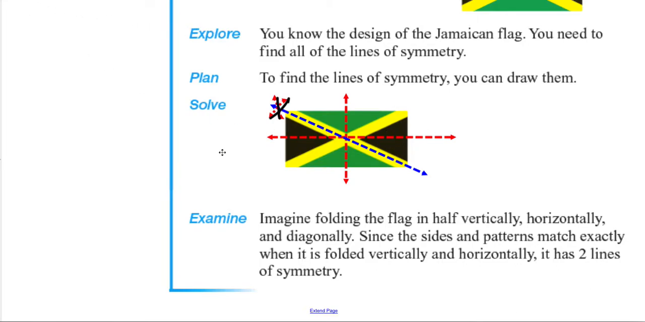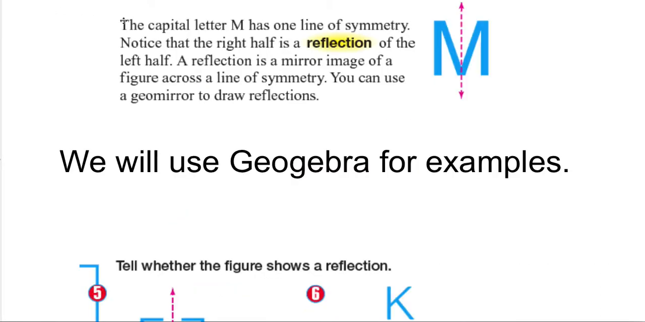Okay, let's take a look at the next concept, and the next concept is about reflection. Just like what we did with lines of symmetry, the capital M has one line of symmetry because if I fold this M over that line, the left half will match the right half exactly, and there will be no overlaps. Notice that the right half is a reflection of the left half. So again, the definition of reflection is a mirror image of a figure across a line of symmetry.